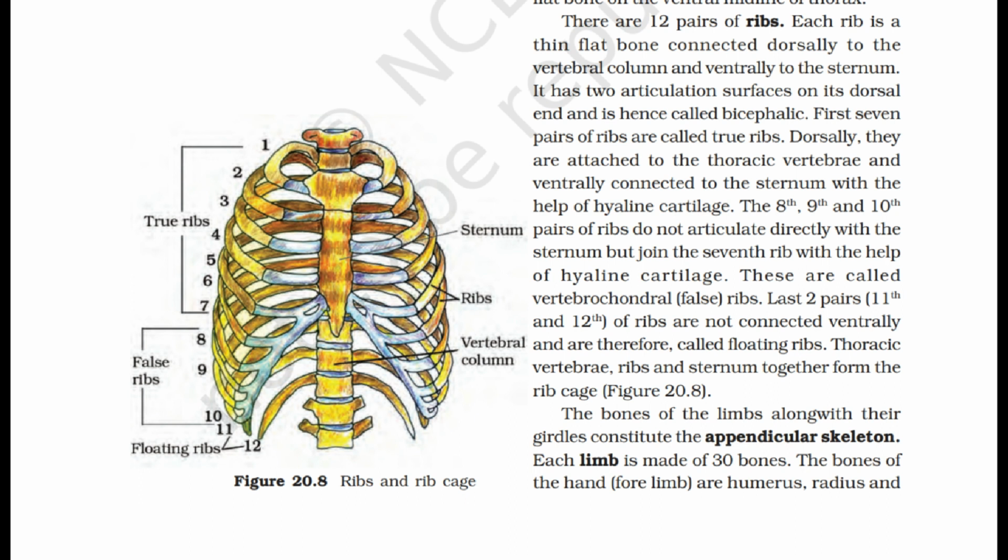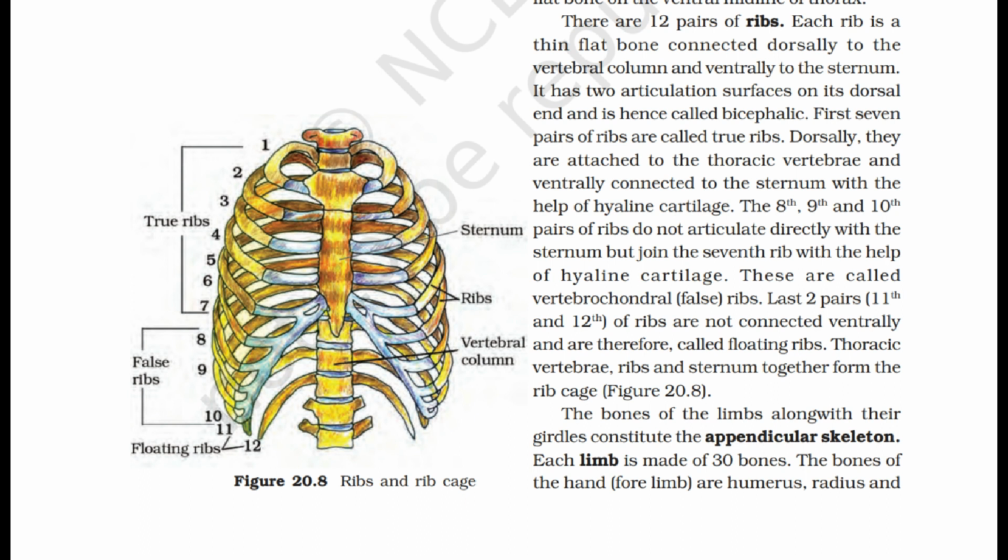The 8th, 9th and 10th pairs of ribs do not articulate directly with the sternum but join the 7th rib with the help of hyaline cartilage. These are called vertebrochondral, false, ribs. The last 2 pairs, 11th and 12th, of ribs are not connected ventrally and are therefore called floating ribs. Thoracic vertebrae, ribs and sternum together form the rib cage.